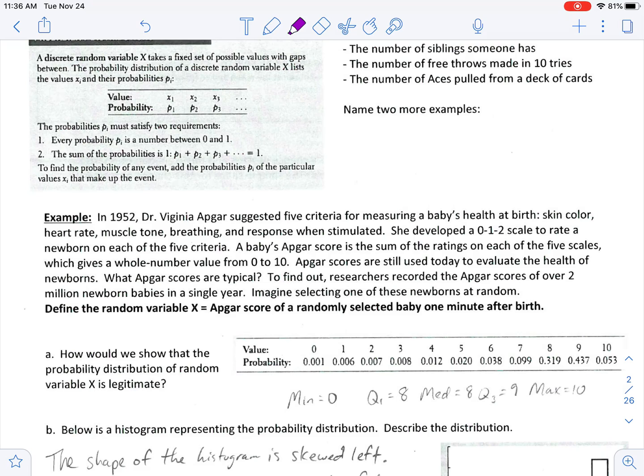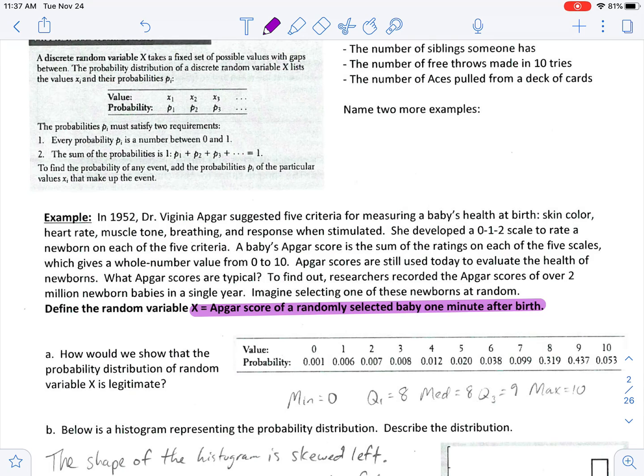Because the defined random variable x is the APGAR score of a randomly selected baby 1 minute after birth. So they said, what is your score? And the data said this baby's score was a 6. This baby's score was an 8.